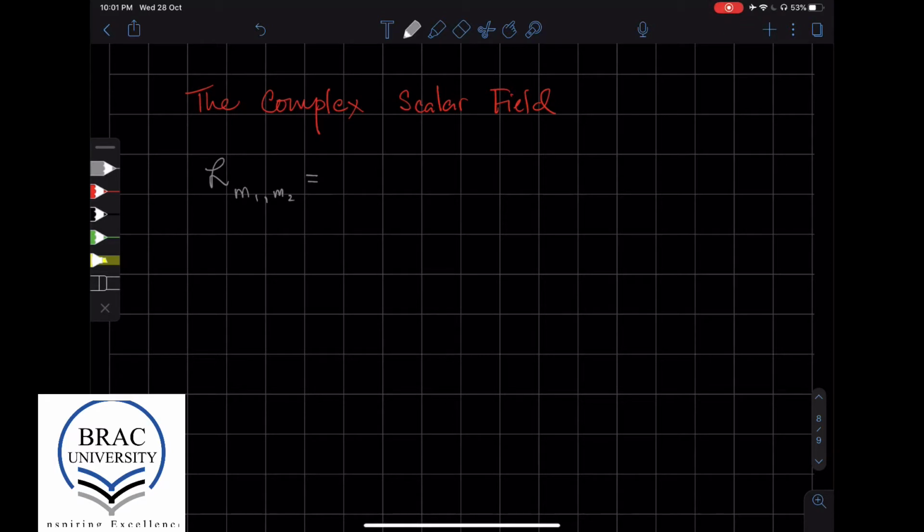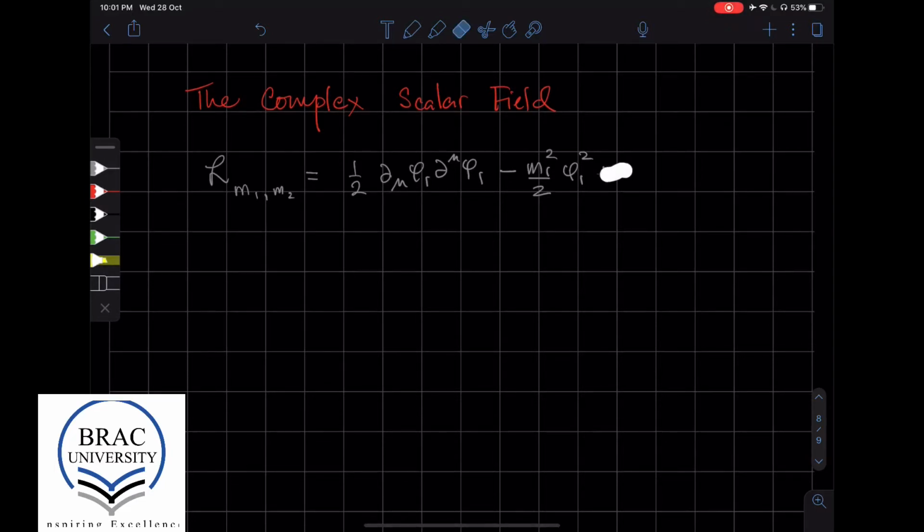So for the first one, the Lagrangian is, we call it phi1, and the mass term is m1 squared by 2 phi1 squared. And then the second field we add to the Lagrangian; the second field is denoted by phi2, and its mass is m2.